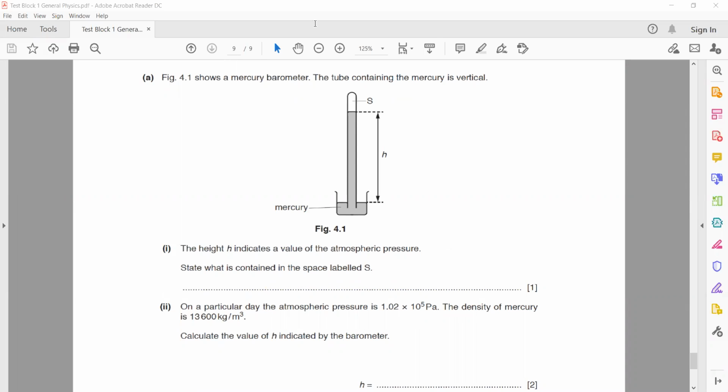Basically the idea is that the atmospheric pressure balances the mercury pressure. So the pressure of the atmosphere and the pressure of the mercury are the same. When the mercury stops rising, the pressure of the atmosphere is equal to the pressure of the liquid, the mercury. Pressure of the atmosphere is given as 1.02 into 10 power 5. And pressure of the liquid is density, gravity, and height. So 1.02 into 10 power 5 equals the density, 13,600, multiplied by gravity, 10, and multiplied by height. When we find the height, we get 0.75 meter.